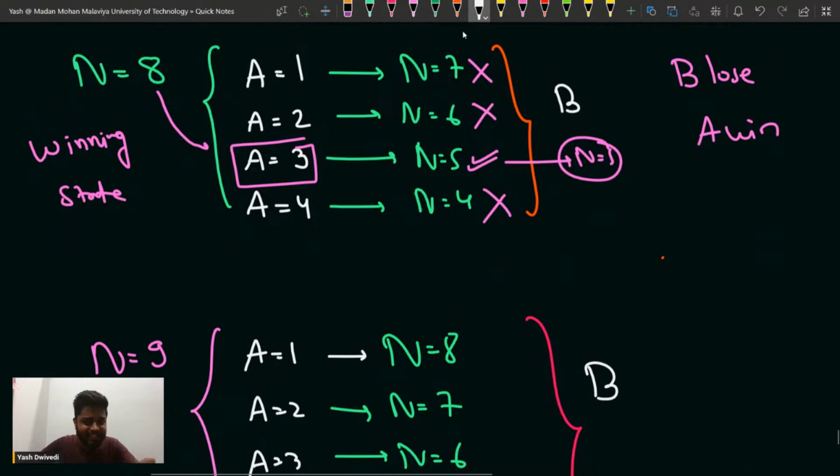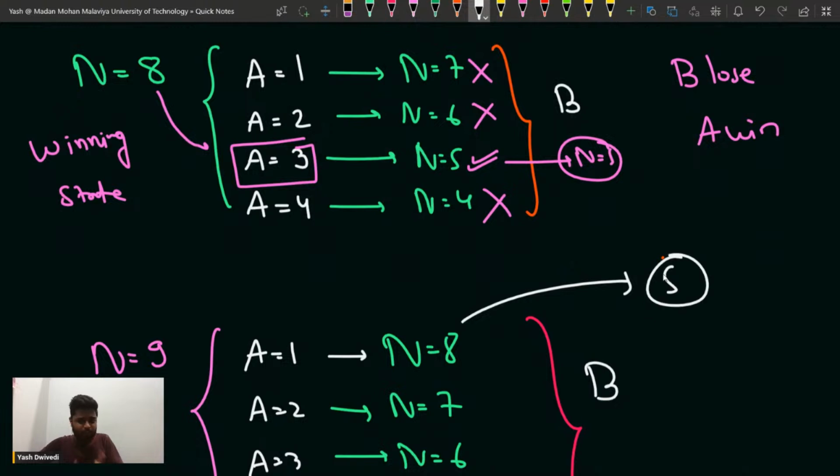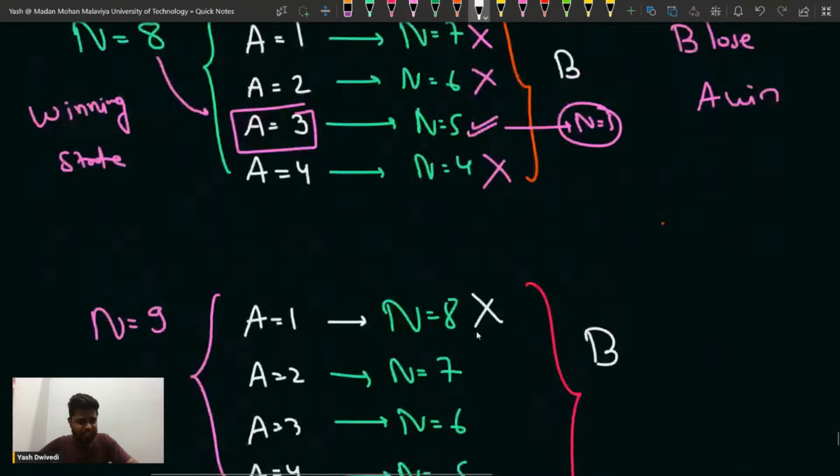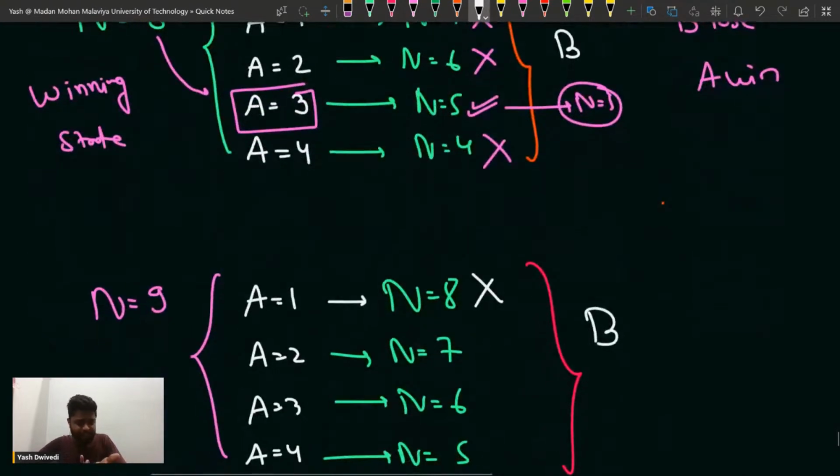Any player who is getting 8 will win, because he will give the other player 5. He will take 3 matchsticks and give the other player 5. So if b gets 8, then b will take 3 and pass on 5 to a, so a is going to lose. So 8 is a winning state, and I will make sure that b does not get 8. 7 is also a winning state, so a player starting with 7 will win. If b gets 7, b will win, and I don't want b to win.